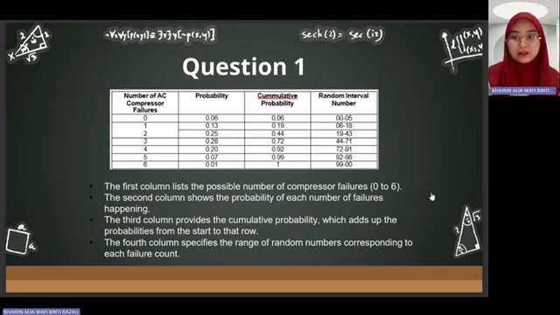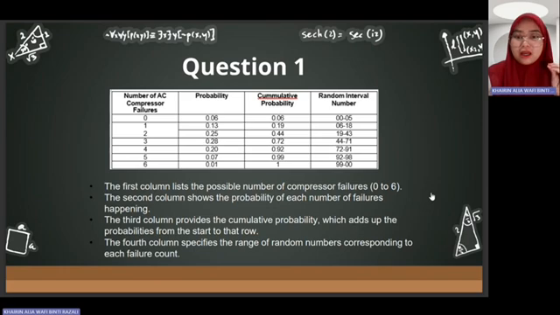The fourth column specifies the range of numbers corresponding to each failure count, which is the random number interval. We get 0 until 5. For 0.19, we get 6 until 18. For 0.44, the random number interval is 19 until 43. For 0.72, the random number interval is 44 until 71. For 0.92, the random number interval is 72 until 91.